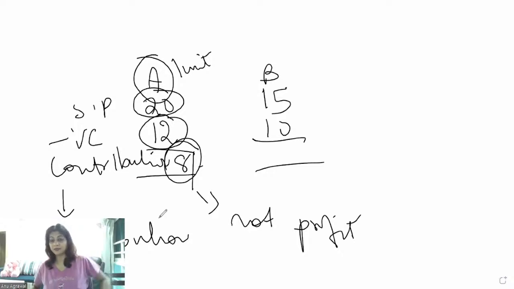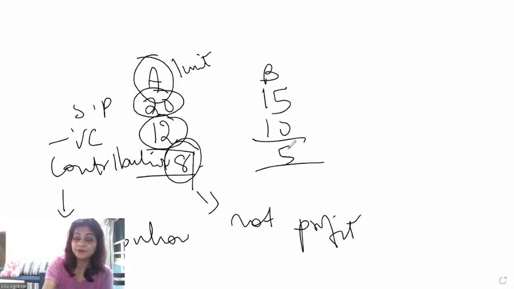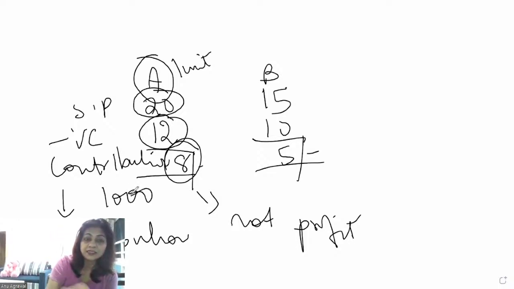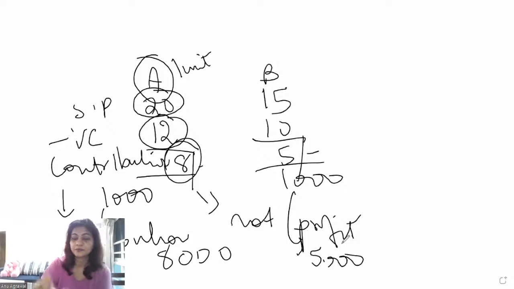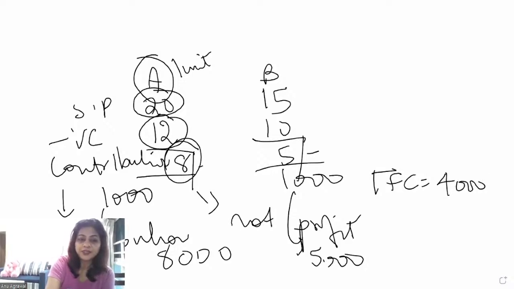Is everybody clear? Now here, if you look at it, 1 unit of A gives me 8 rupees per unit contribution, but B gives me 5 rupees per unit contribution. So if I'm able to produce and sell 1,000 units of A, my total contribution will be 8,000. But if I'm able to produce and sell 1,000 units of B, my total contribution is going to be 5,000. If my total fixed cost is 4,000, very simple, profit here will be 4,000.